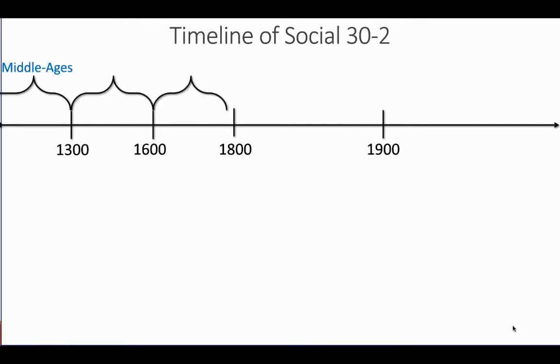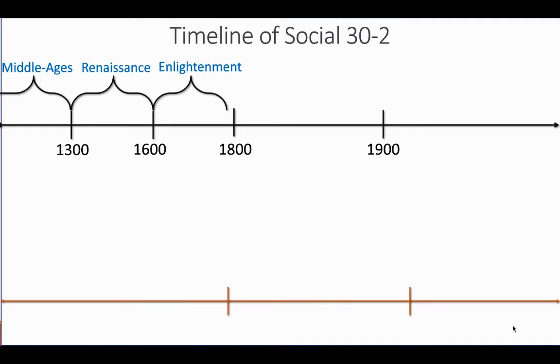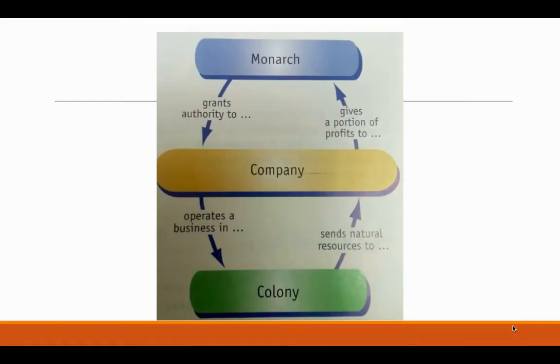We started off with a timeline, and we looked at three different time periods. We looked at the Middle Ages, the Renaissance, and the Enlightenment, right? And we took a look at how during that time period, mercantilism was the economic system of the time, and this was an economic system in which the monarch really had full control over the economy, and he or she would grant authority to a company to go and conduct business in a colony.